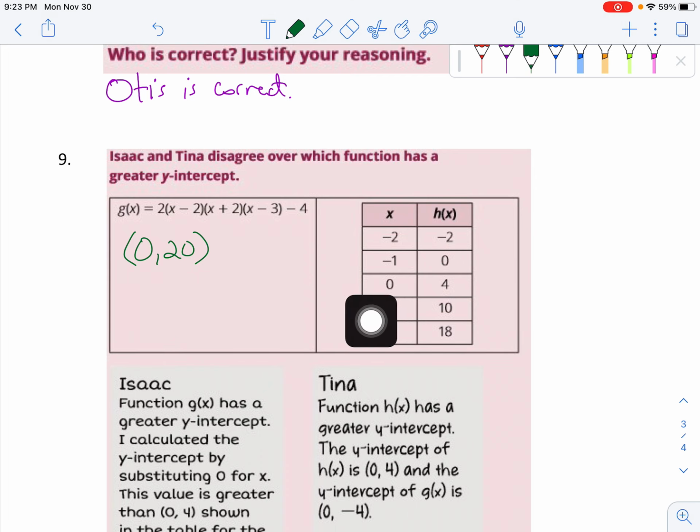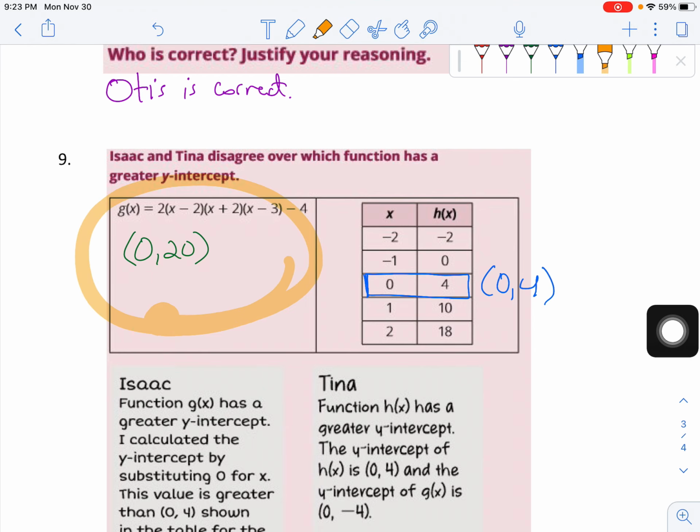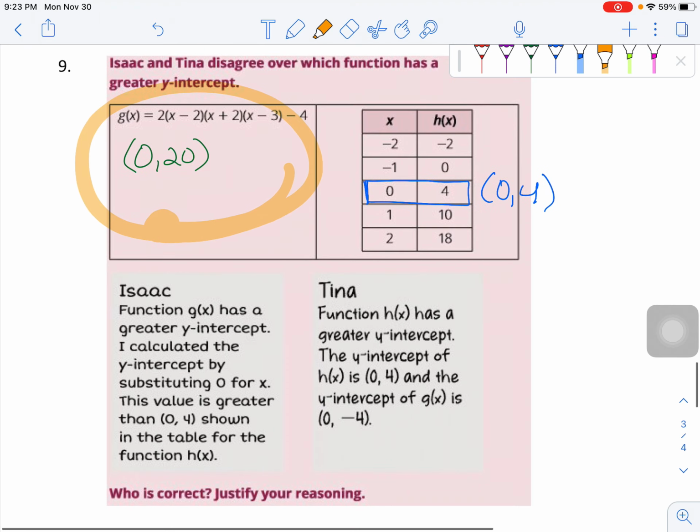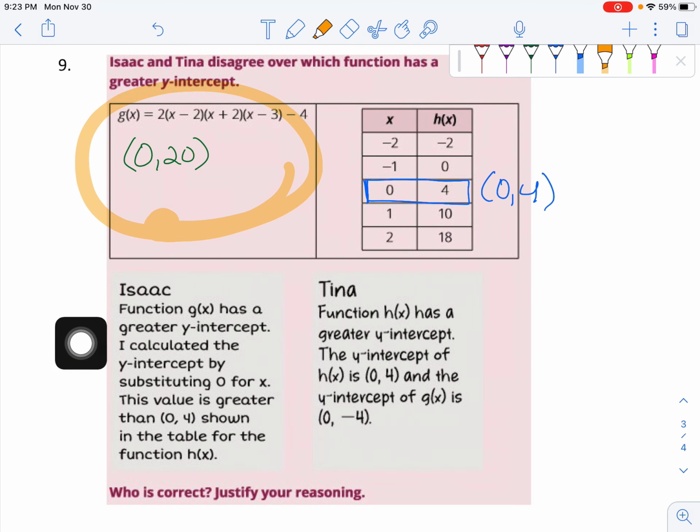And then for h of x, I have a table of values, and I'm going to look for where x is equal to 0, and it's right here. So my table of values says I have the ordered pair 0, 4. If I compare a y-intercept of 20 to a y-intercept of 4, the 20 is the greater y-intercept. So let's see who's correct.